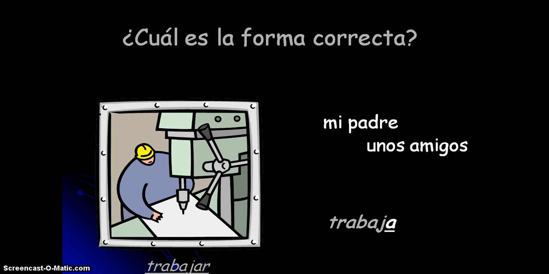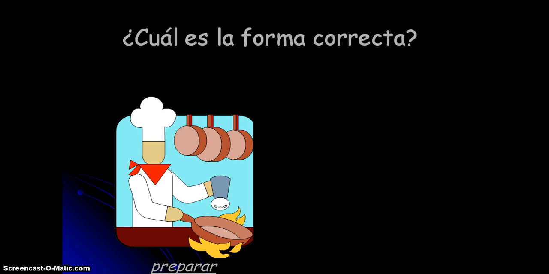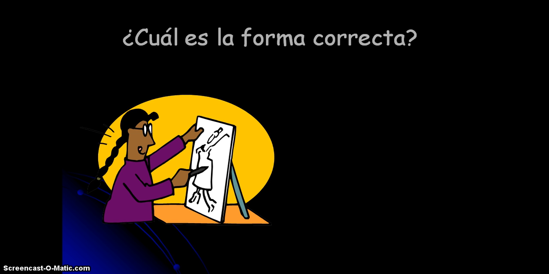My dad works. What about unos amigos? Some friends work. What's the correct form? Notice that it's amigos, a whole bunch of people. Trabajan! Yeah, that's correct. Let's keep going. We have preparar, like preparar la comida. If I said tú, what's my correct form? Yes, preparas! Si tú preparas. What about the next one, ella? Remember, drop that AR and add the ending. Yes, prepara! That's what you should have gotten.